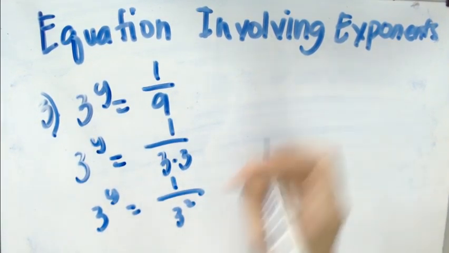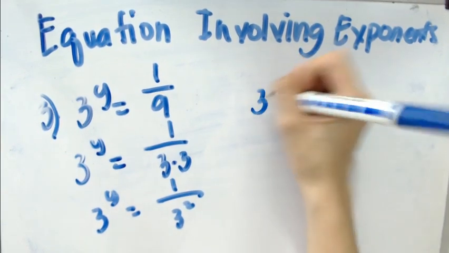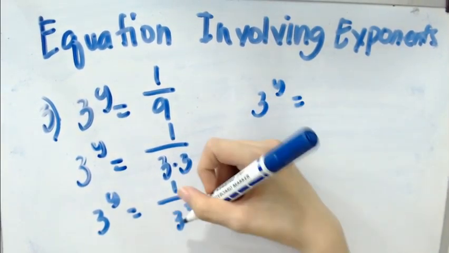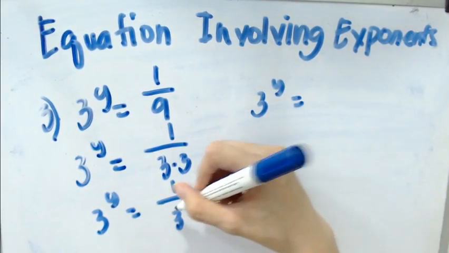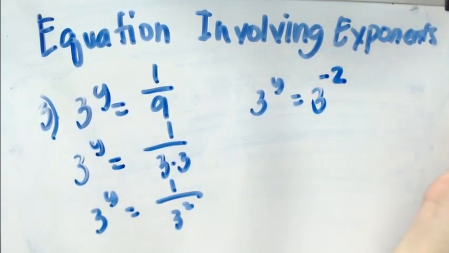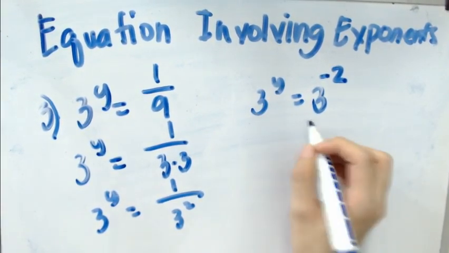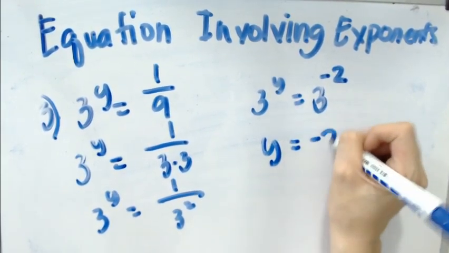And then afterwards, we are going to write this as if it is just a whole number. So whenever we deal with a denominator and want to make it a whole number, we make the exponent negative, 3 raised to negative 2. And then we have now the same base. We proceed with the exponents, y is equal to negative 2.